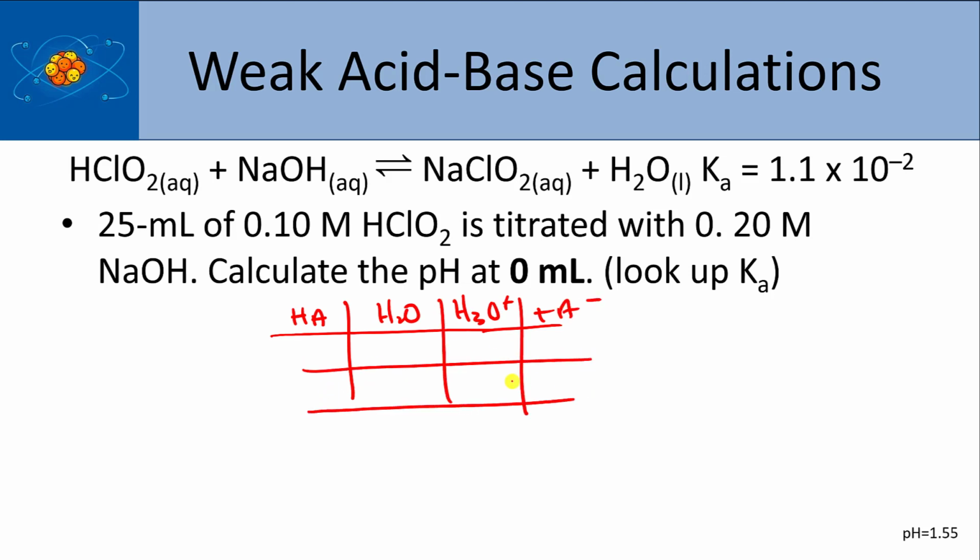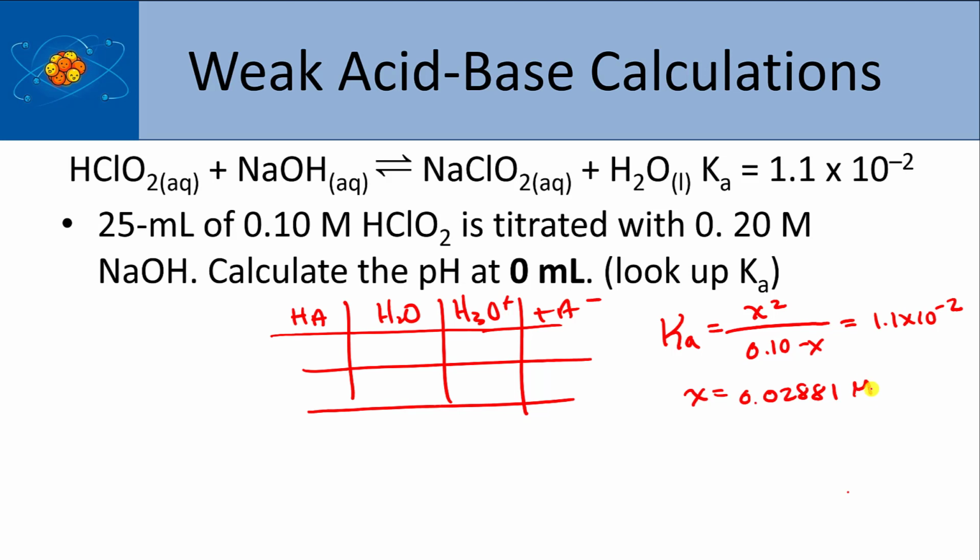Now, if you're really familiar with these, you recognize, and I'm not going to actually finish this, that Ka is going to be equal to x squared over 0.10 minus x. And then we looked up the Ka value. This is the expression you should end up with, 1.1 times 10 to the minus 2. So we'll go ahead and run that through a solver. And that gives me a value of hydronium, or x, of 0.02881 molar, 2 sig figs here. So then my pH comes out to be 1.55. Now, if you compare that to what we got for the strong acid, which was 1, it's a little bit higher, because it's a weak acid.